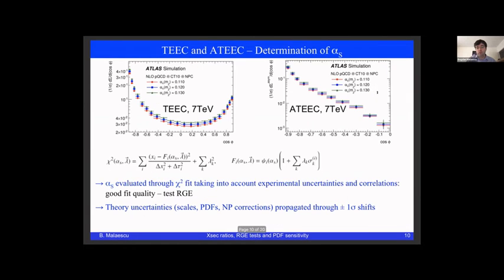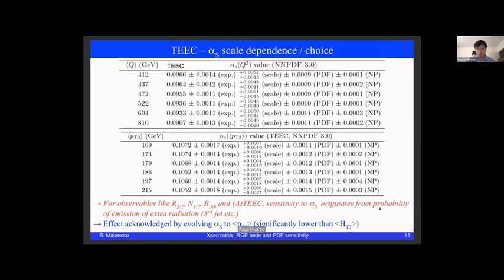So both of these two quantities have sensitivity to alpha strong, and then a fit is performed through a chi-square minimization, taking into account the correlations of the experimental uncertainties, and the good fit quality is interpreted as a test of the renormalization group equation. Here also the theory uncertainties are propagated through these plus or minus 1 sigma shifts as discussed just before. So now going to the tables of results.